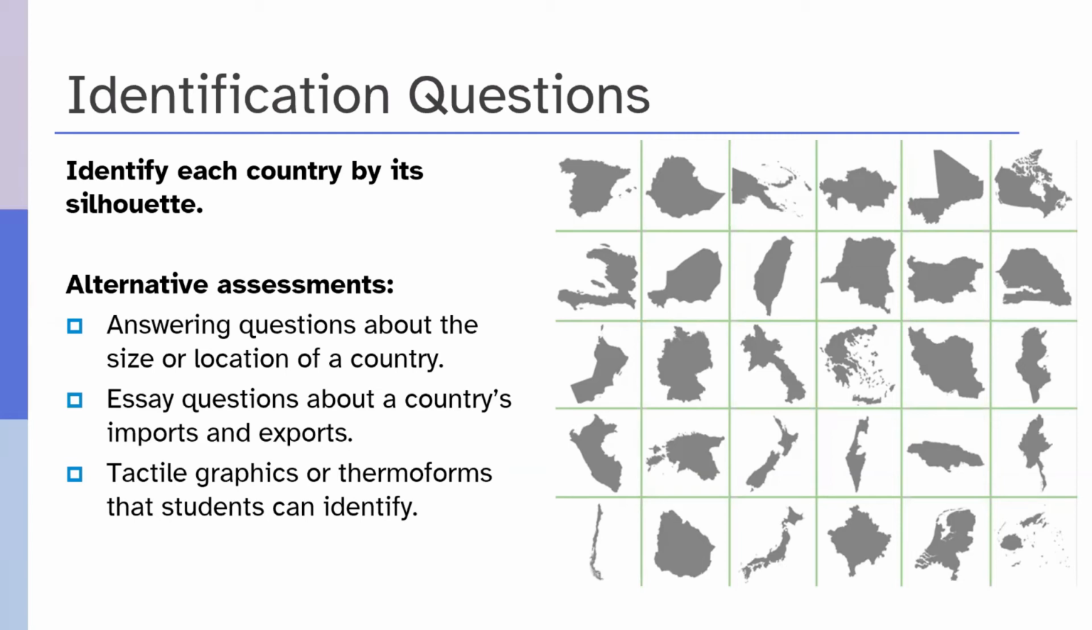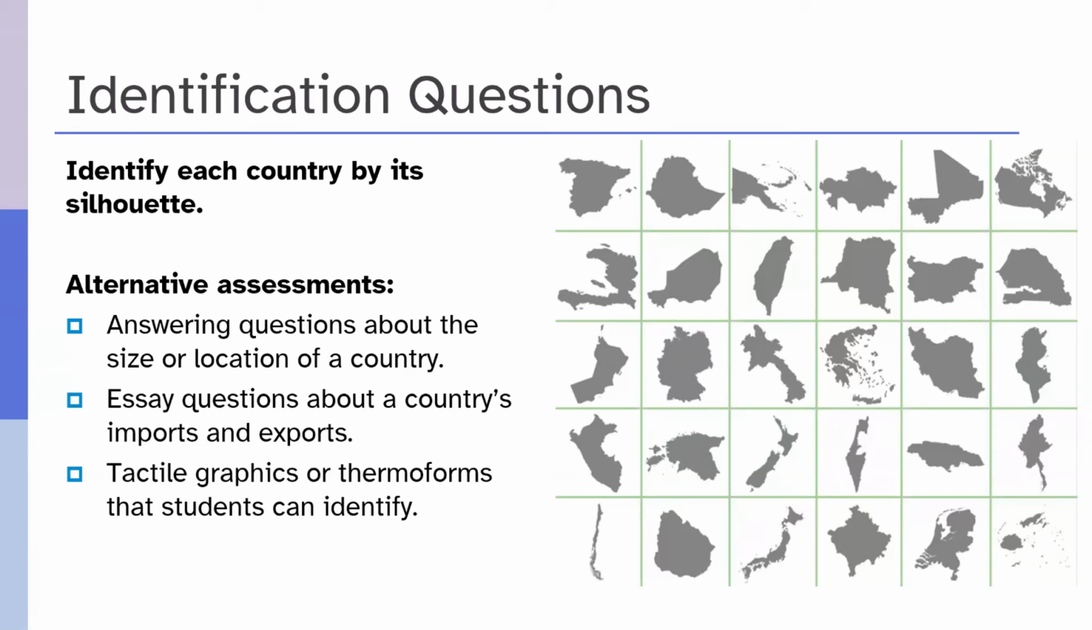So I've listed some possible alternative test questions. Instead of being able to identify a country by its silhouette, maybe you could instead ask someone to answer questions about the size or location of a country, or ask in essay format, where you have essay questions about a country's imports or exports or its location or proximity to other countries. Sort of again, hearkening back to Hugh's sector approach, right?